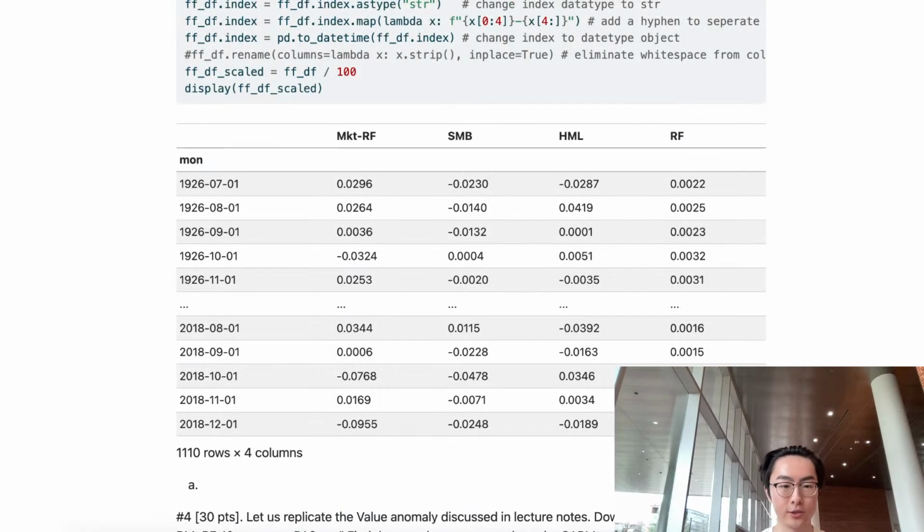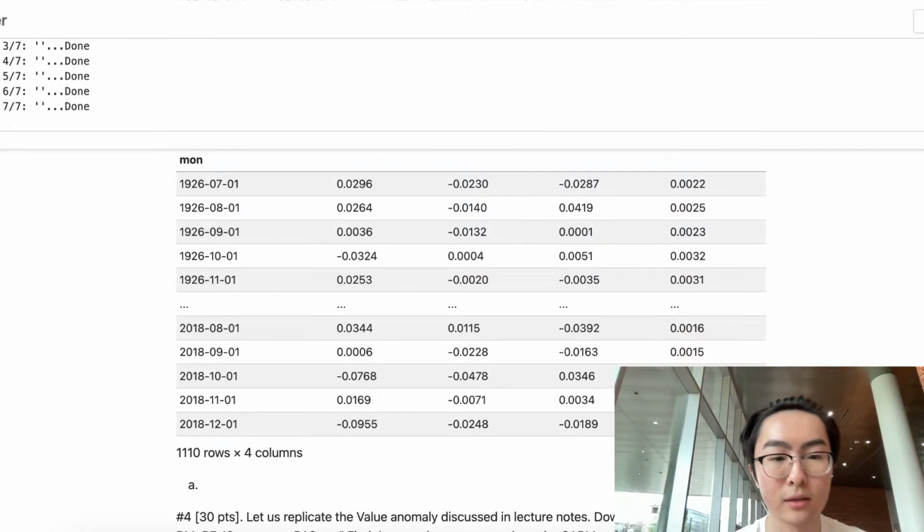Okay, so let's see what we can do here. We could take our scaled data frame, and then we'll take the mean of this, right?